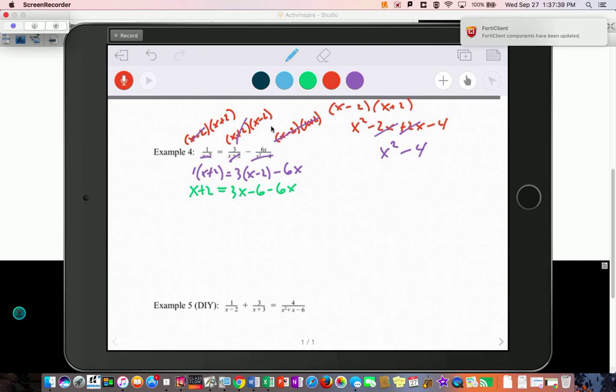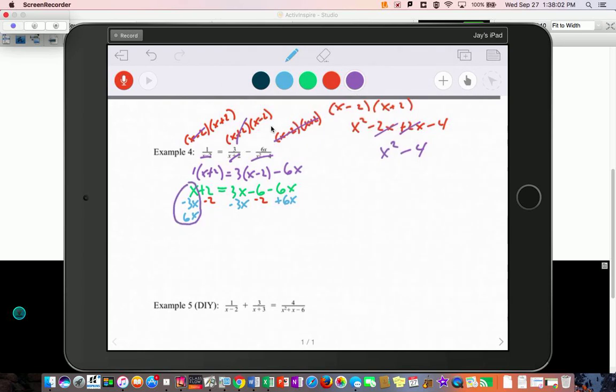So if I move everything to one side, I can subtract 3x and add 6x. So I can do that over here. And at the same time, I can subtract the 2. So what I'm left with is this right here adds up to 4x. And then this right here adds up to negative 8. Because this will be gone, this will be gone, this will be gone. Divide by 4. X equals negative 2.